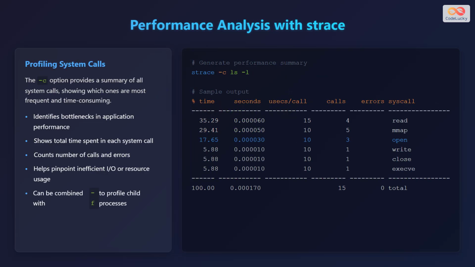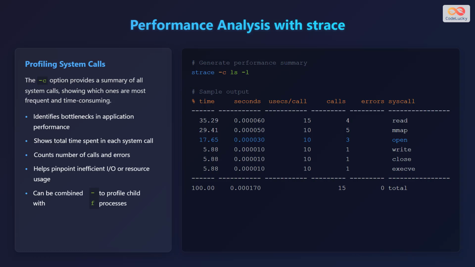Strace can be used for performance analysis by identifying which system calls are taking the most time. The -c option provides a summary of all system calls, showing which ones are most frequent and time-consuming. The -c option identifies bottlenecks in application performance. It shows the total time spent in each system call, counts the number of calls and errors, and helps pinpoint inefficient input-output or resource usage. The -c option can be combined with -f to profile child processes as well.